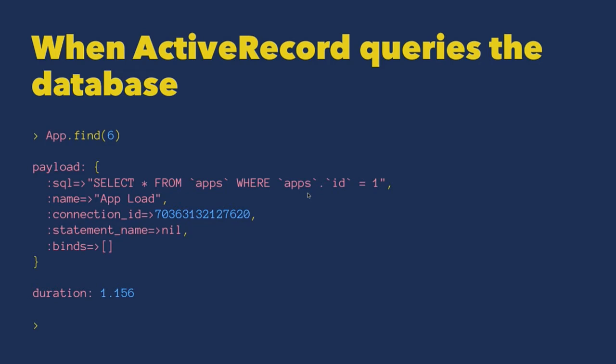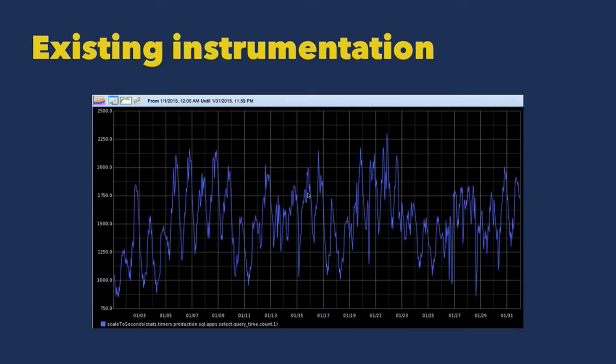So now, hope you can read this code. When we load a record from the database, the hook fires and our code is called. We can see the payload contains the SQL query, and we can also see the duration was just over a millisecond. So we've been using this instrumentation technique for a while.